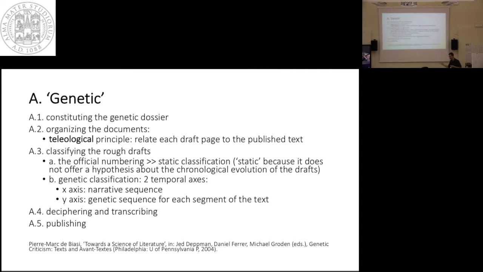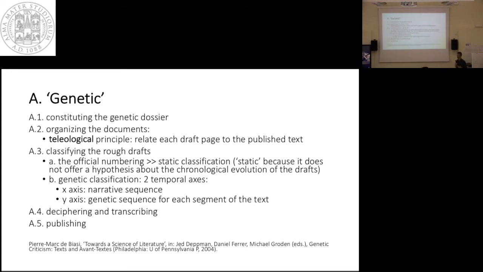So to come back to the notion of what the genetic part is, Pierre-Marc de Biasi divides this into 5 subcategories, so to speak. What you need to do is constitute a genetic dossier. Where are the manuscripts? In Beckett's case, sometimes they are dispersed over 12 different archives across the Atlantic. You have to organize the documents, and this first organization is teleological. It means you have all these manuscripts, and sometimes they are absolutely not in the right order. Suppose you're dealing with a novel of 200 pages and 20 chapters. You have to figure out: this part is chapter 3, this part is chapter 5, etc. So teleological, yeah? You look at the end product.